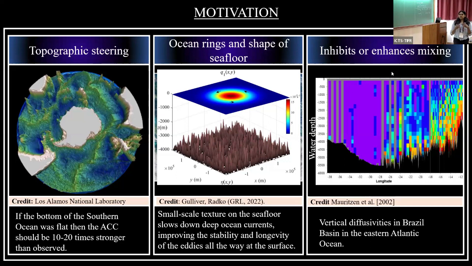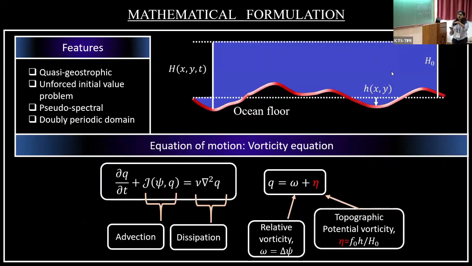So that is the basics of my study, where I'm looking at barotropic models and the flow above, using quasi-geostrophic models. Suppose I have an ocean floor of some variable height h, at a mean depth of h naught from the surface. I'm using the quasi-geostrophic approximation, an unforced initial value problem, and a pseudospectral method in a doubly periodic domain to understand how the flow above a random topography looks.